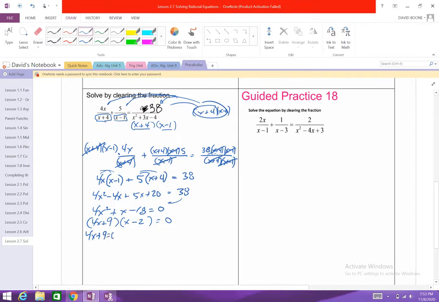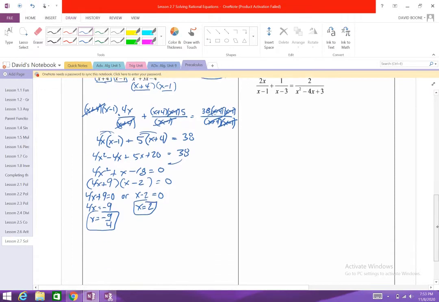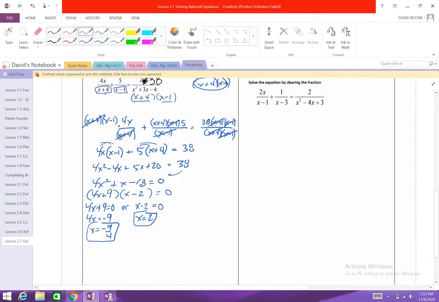So if I set these equal, 4x plus 9 equals 0, or x minus 2 equals 0. So here, x equals 2 is a possible answer. And then here, if I subtract 9 and divide by 4, negative 9/4 is a possible answer. But like I said, we should probably check these answers back in the original problem to make sure that they work. So if I put these back into the original problem, I'm going to go up here and put this in for that negative 9/4.